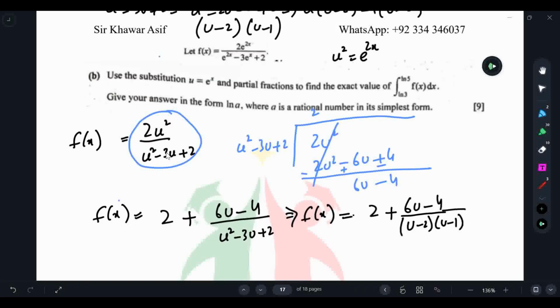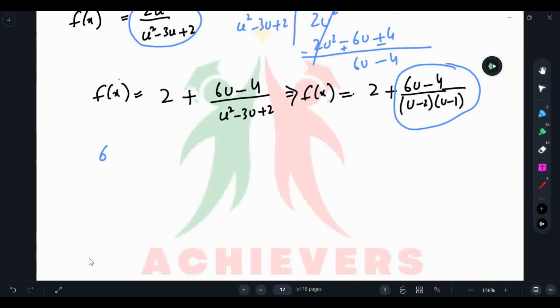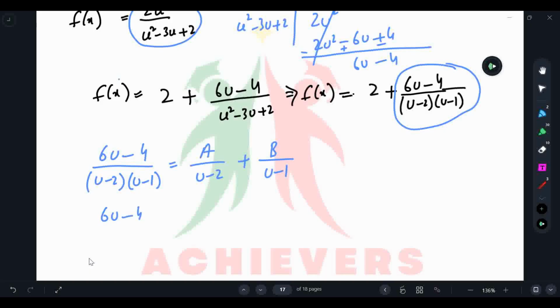So we can use the partial fractions now. For this portion we will use the partial fractions. (6u minus 4) divided by (u minus 2) into (u minus 1) is equal to a by (u minus 2) plus b by (u minus 1). So 6u minus 4 is equal to a into (u minus 1) plus b into (u minus 2).